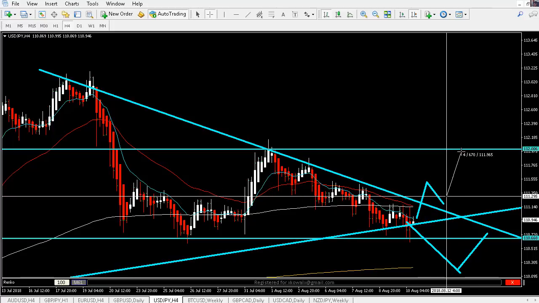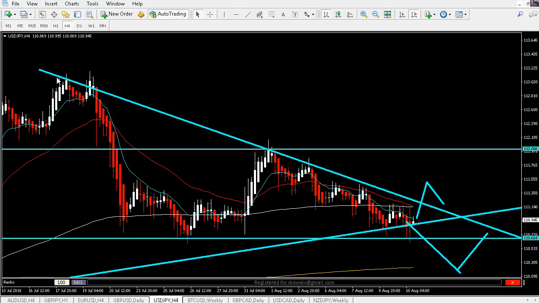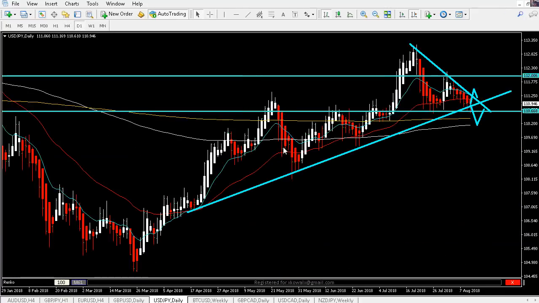Here's your target, and later on, of course, the previous highs, because the main trend is long, and here's a powerful daily support line. Remember how powerful those daily lines are.